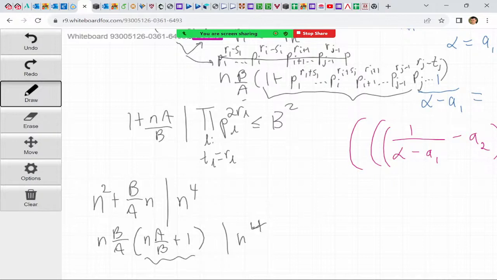So N squared plus B over A N, this stuff is co-prime to everything that appears in here, right? The only thing it's not co-prime to are the ones where possibly the Tj's equal the Rj's, because that's when it doesn't appear. That inner thing is like 1 plus some really factor-heavy thing. So it's not co-prime to the ones where stuff disappears.